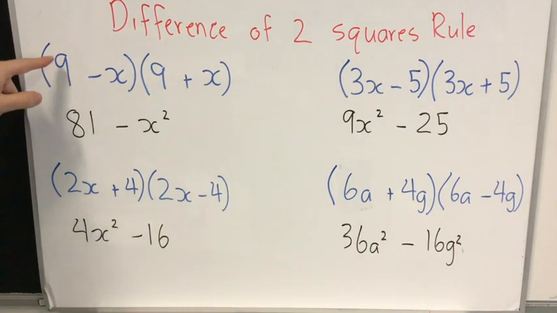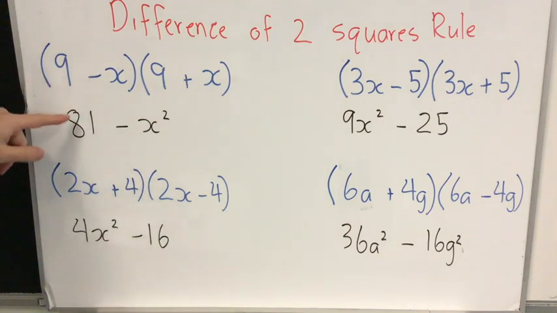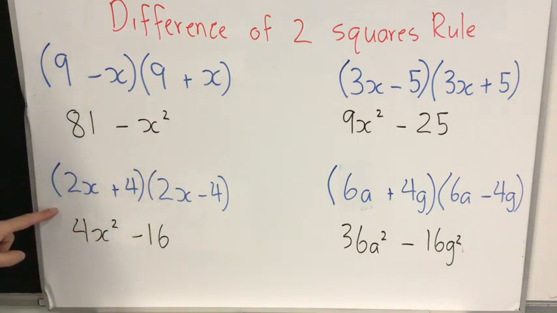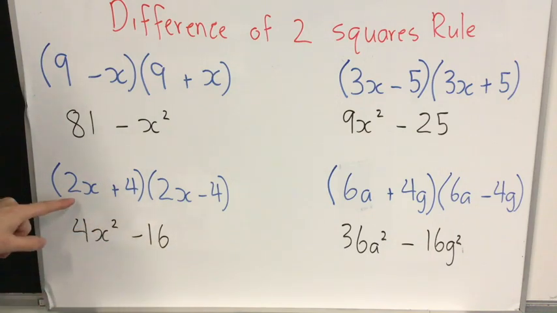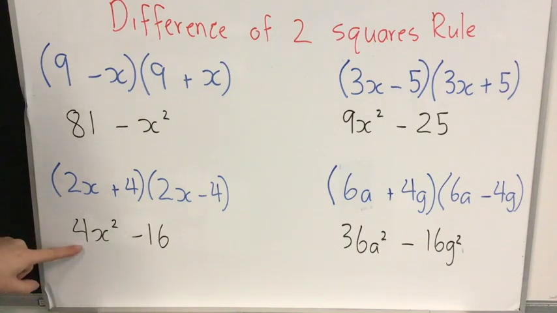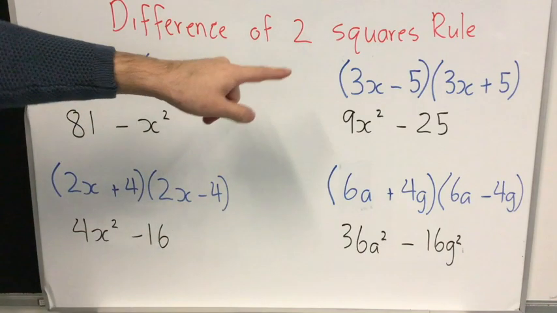If it's written backwards in the brackets, the answer will look a bit backwards to what we're used to as well. 9 squared is 81, and then the x squared goes on this side. Have a look at this one, please. The most common incorrect answer here is students write 2x squared minus 16. You need to square every single number. So 2 squared equals 4. Same thing over here.